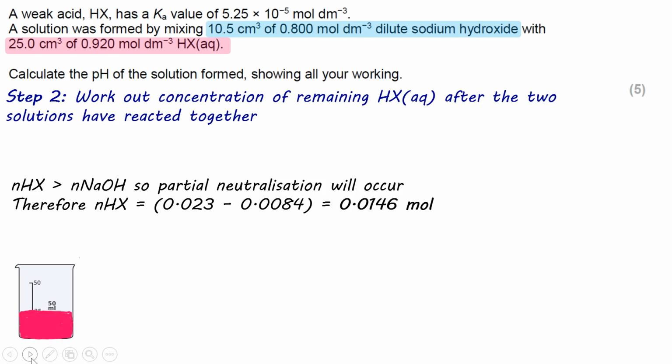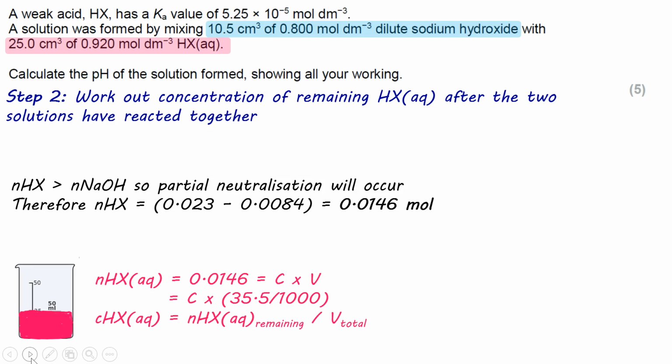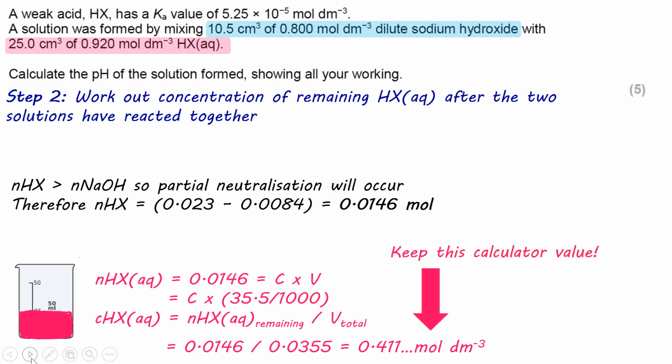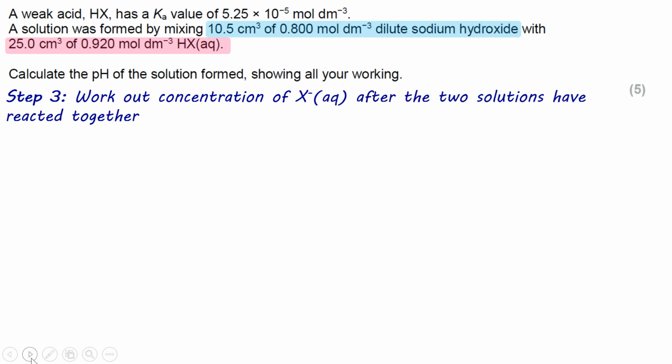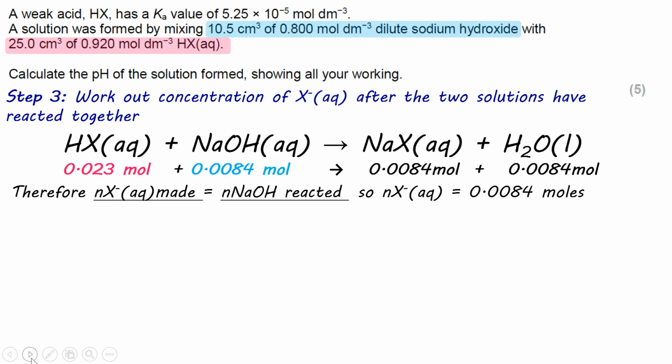So now we can work out the concentration of the remaining HX. Now remembering that the two solutions have been mixed together, you now have a new total volume of 35.5. So C equals n over V, which is our 0.0146 over 0.0355, which gives us 0.411... So that's a rather long number, which I've truncated here, but I've kept the original in my calculator. I can do the same for X-, but let's have a quick look at this for a moment.